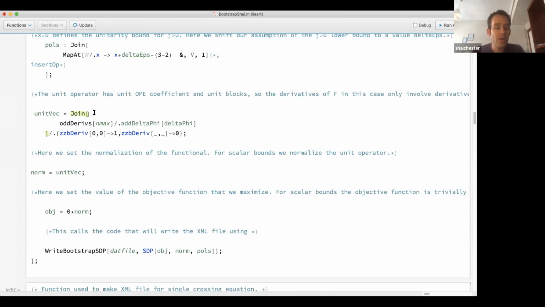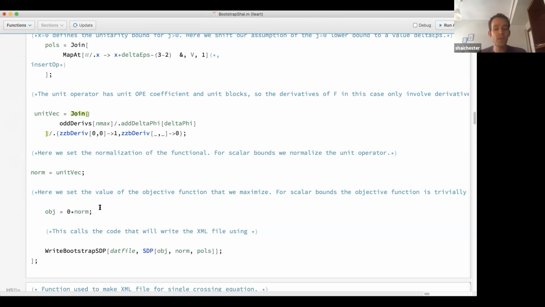Okay, so the unit operator is just doing the same thing, but for the trivial case of the unit operator. And then we just define the normalization as this unit operator. Finally, because we are doing the scaling dimension algorithm, the quantity we're extremizing is just a vector of zeros, but it's important that that vector of zeros have the right length. So it should have the exact same length as norm, which is why we just take 0 multiplied by norm.